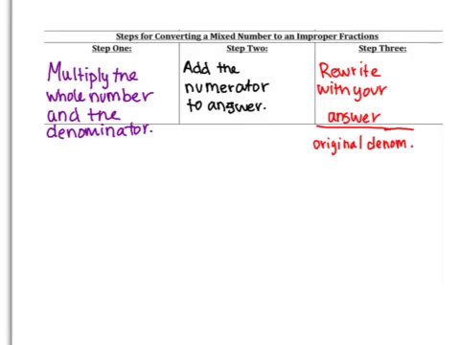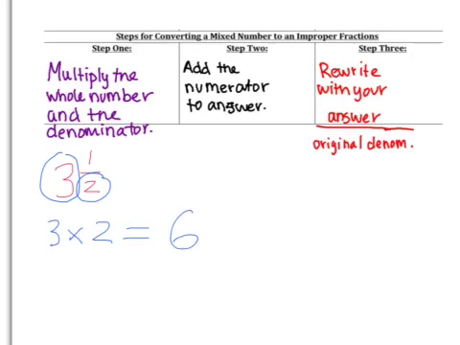Today, you'll be learning how to convert a mixed number into an improper fraction. It's as easy as 1, 2, 3. Step 1, multiply your whole number and the denominator. So first, let's come up with an example. Let's say you have 3 1/2. Step 1 says to multiply your whole number, that would be the 3, and your denominator. That would be the 2. So according to step 1, I'm multiplying 3 times 2, which gives me 6.